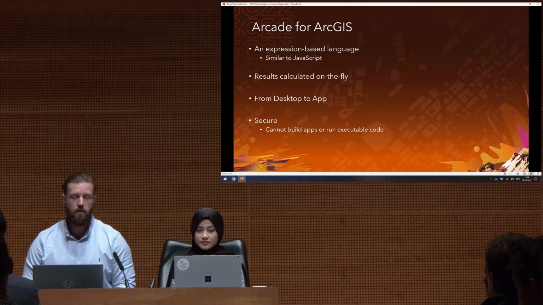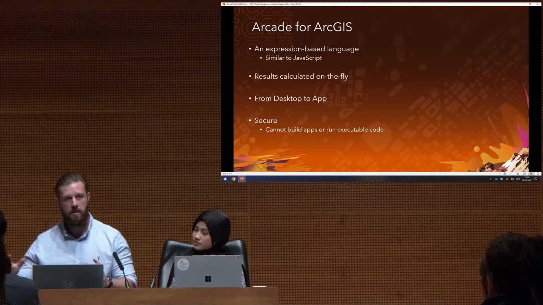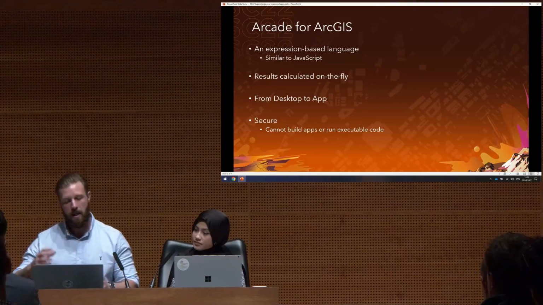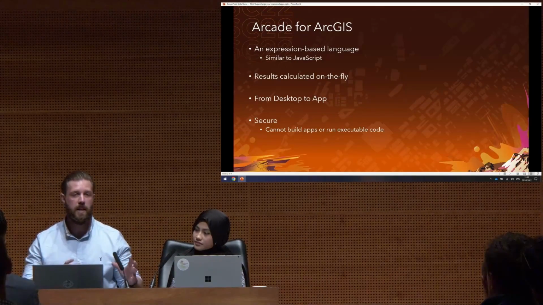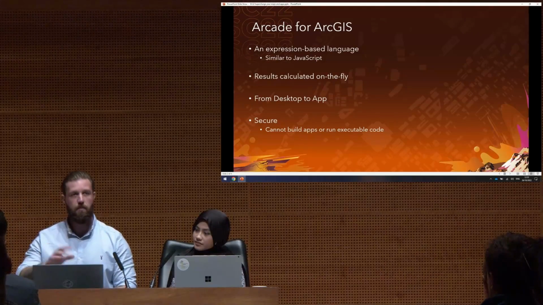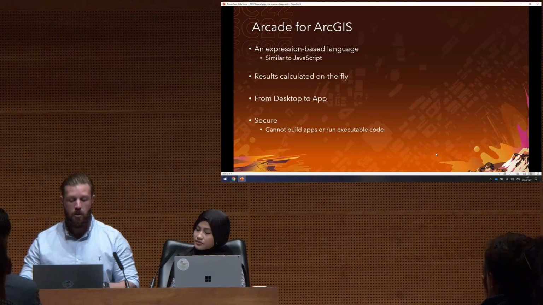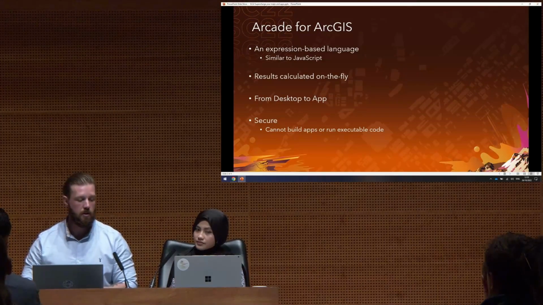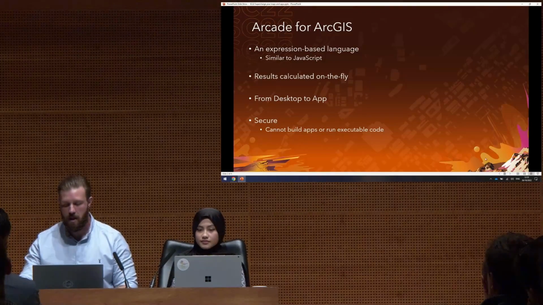And then the third point is from desktop to app. So this means it follows us through the system as we're working from the desktop into a map view and then into an app. I could set the pop-up expressions in desktop, for example, and just leave them be, and it will follow us through automatically as we go through the system. And lastly, it's secure. So we can't build apps with Arcade. We can't run executable code. It is for GIS-specific queries, really. So it's good at recognizing layers and maps, sort of phrases that we're used to hearing.